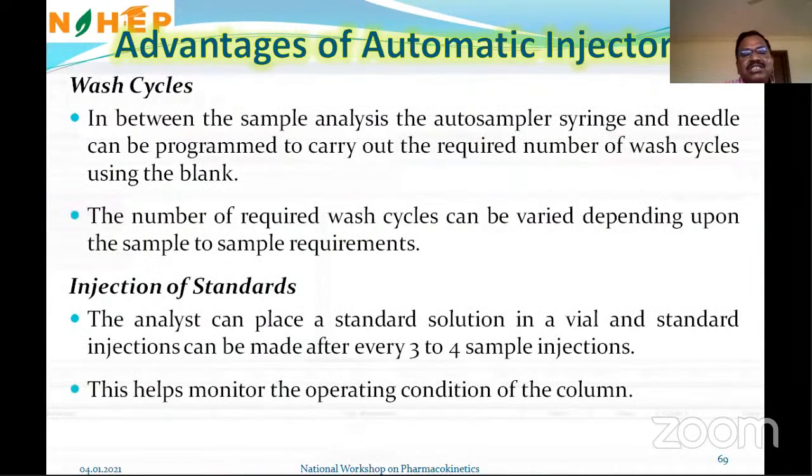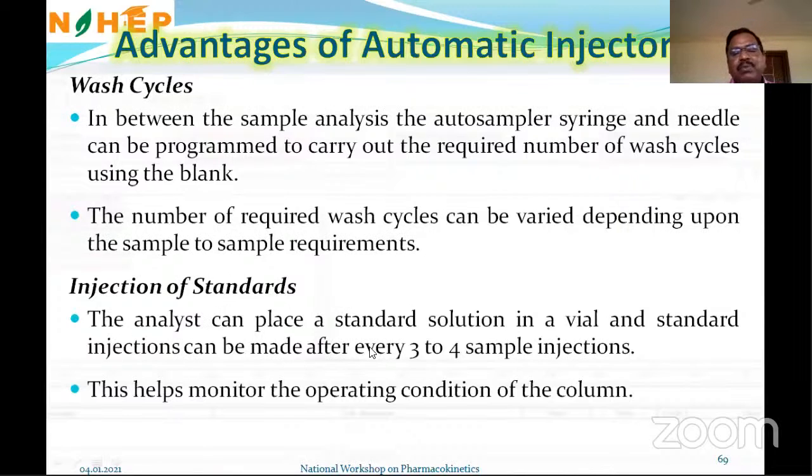Then coming to the wash cycles. In between the sample analysis, the autosampler syringe and needle can be programmed to carry out the required number of wash cycles. Whereas manually, we may neglect. Normally we wash 10 times, but sometimes we may neglect and wash only 5 times. This may cause errors.